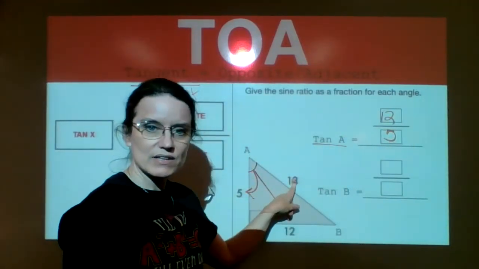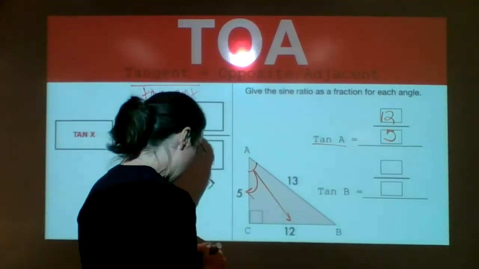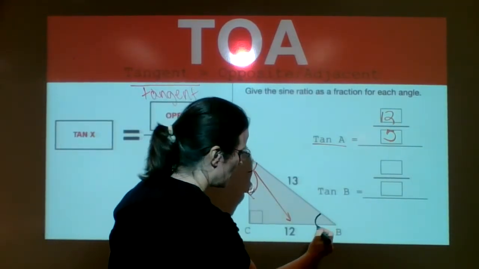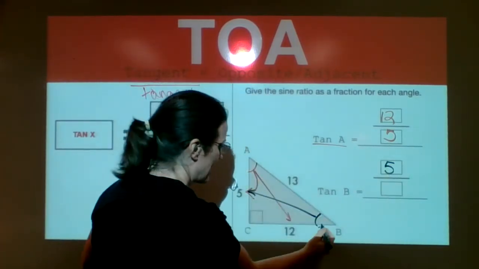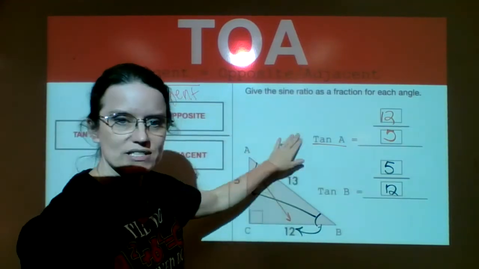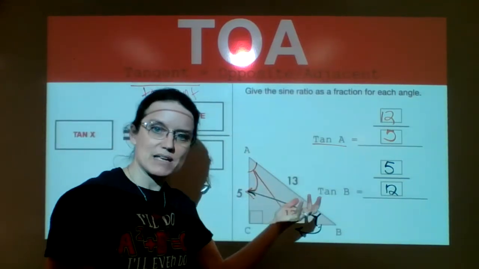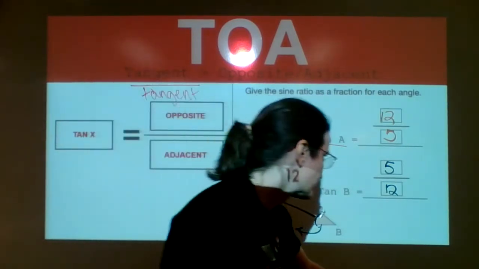I'm completely leaving the hypotenuse out. It's not part of my tangent ratio. For angle B, my opposite side is 5. My adjacent side is 12. So the tangent of the two different angles ended up being flipped over from each other. Fun fact, tangents do that.